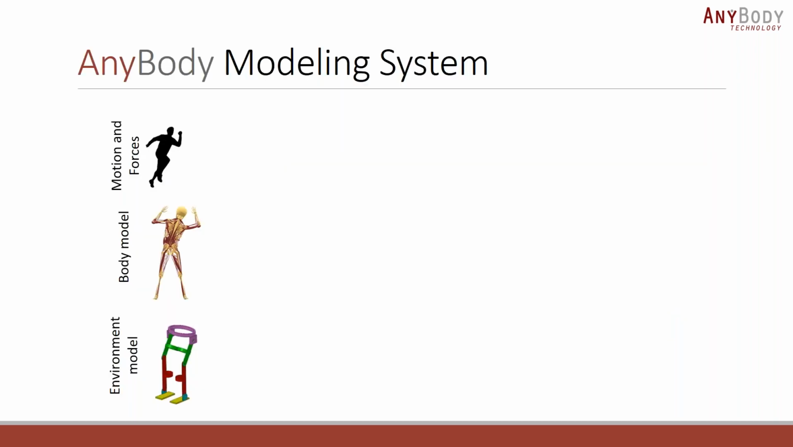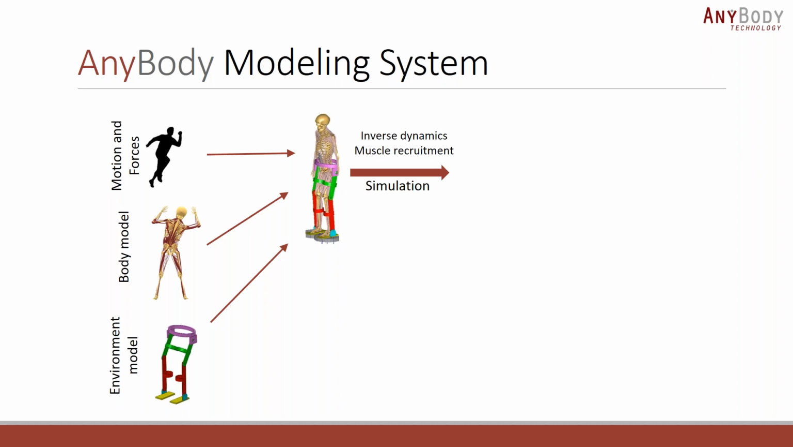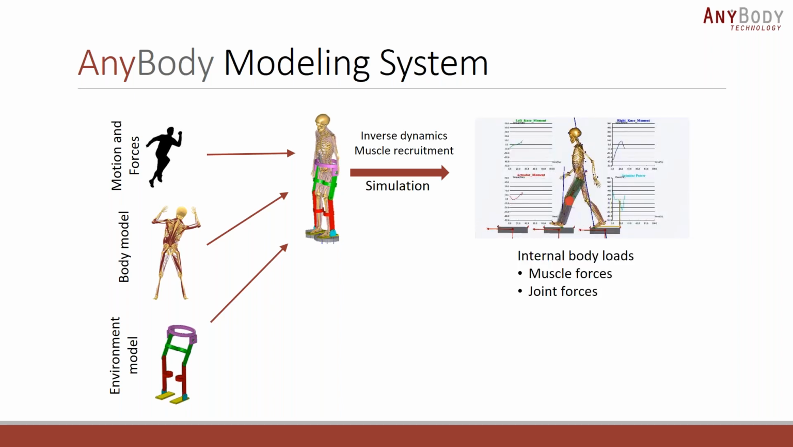A typical application of the Anybody modeling system would look something like this. You would come with your own forces and motion, or prescribed motion, or measured forces, which could be from a force lab or a mocap lab, for example. Then you would use maybe some of those existing body models or build your own, and you would use maybe some environment. In this case, here it's an exoskeleton. And combining those things, you can run different kinds of simulations and analysis to give you the internal body loads. Typically, that would be muscle forces or joint forces.